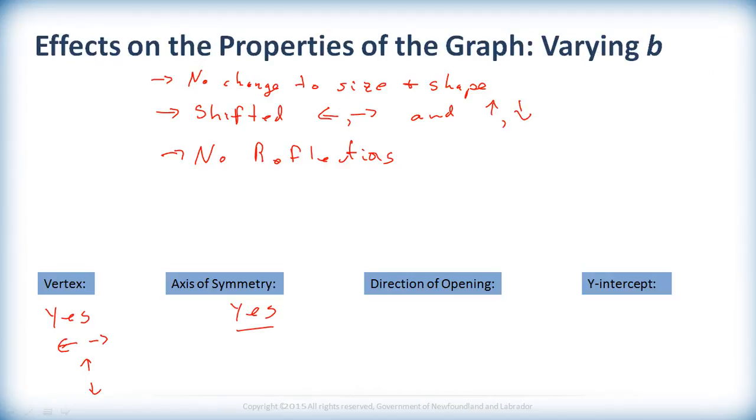Did it affect the direction of opening? No, because for the direction of opening, we had no reflections at all. And did it affect the y-intercept? No. So what did it affect? Just where the vertex was and where the axis of symmetry was. So basically the location of the parabola, but nothing else about it.